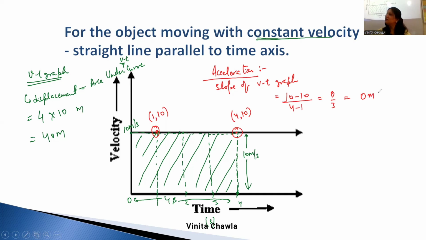What is the unit of acceleration? It's meter per second square. What is the unit? Unit of acceleration is meter per second.